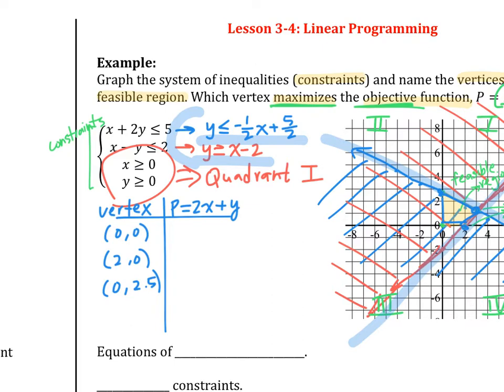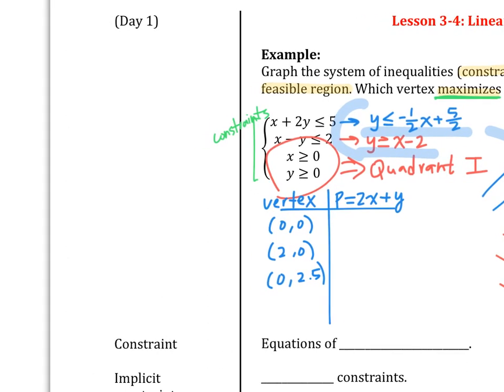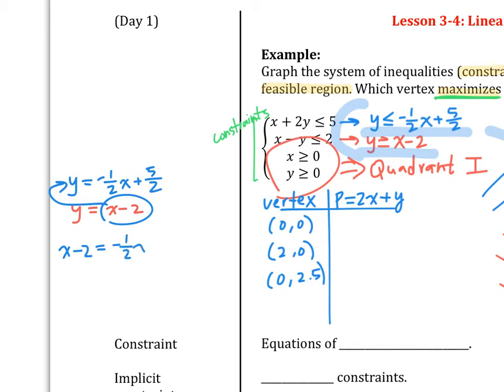Graphing for me at this time was not a good idea because my graph was not good enough. So I'm going to take those 2 lines. Instead of using the inequality, I'm going to look at just the line itself. So I know the blue line is y equals, so I'm going to change that to an equal sign so I can solve. And then the red line is y equals x minus 2. Since they're both in terms of y, I'm going to use substitution. So I'm going to substitute this into this y. So x minus 2 is negative 1/2 x plus 5/2. And then I'm going to solve that.